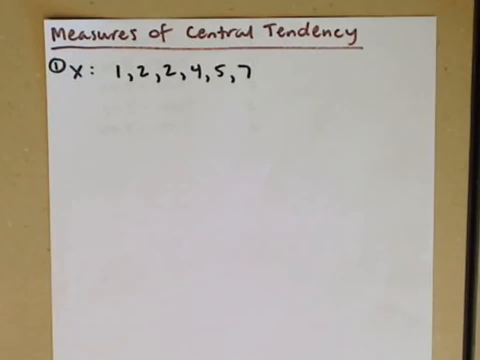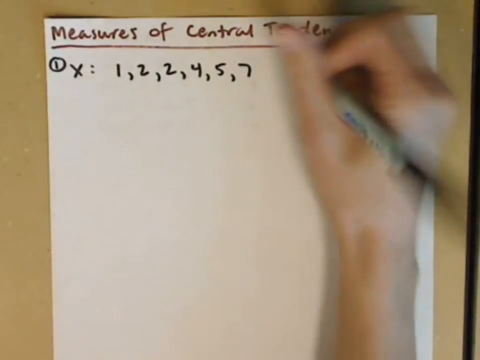In this video, we're going to look at some measures of central tendency. I'm starting with a really basic distribution that contains the numbers 1, 2, 2, 4, 5, and 7. A measure of central tendency is also called an average.